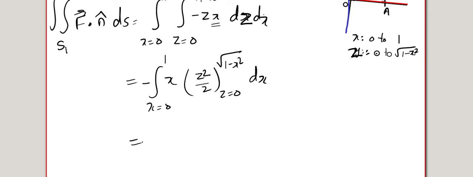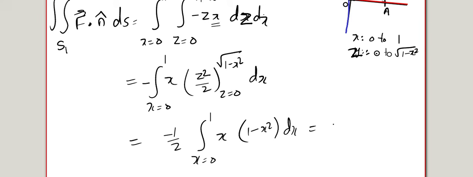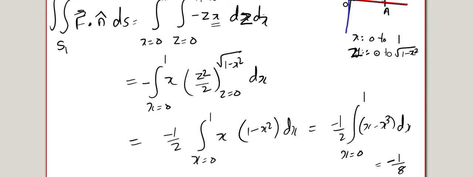And that simplifies to minus 1 by 2 goes outside, x equal to 0 to 1, x times, when you plug in the upper limit it becomes 1 minus x square, and when you plug in the lower limit there is nothing. So that will be minus 1 by 2 into the integral from x equal to 0 to 1 of x minus x cube dx. It's not a big deal, you can integrate, you will get minus 1 by 8 at the end.